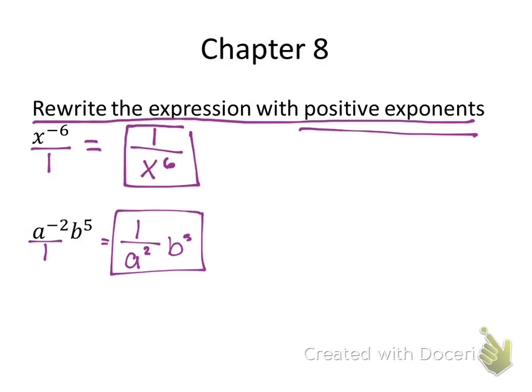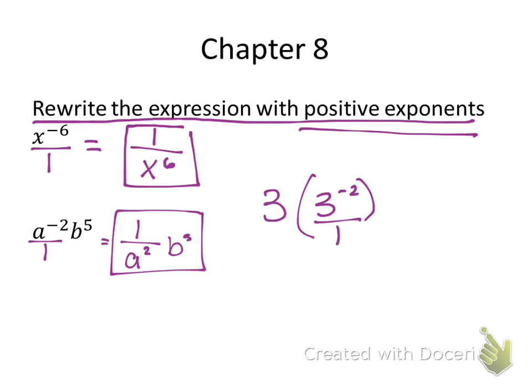Now, there's one other type of problem that I want to write down, because there is one like it on your review sheet. Let's say you have 3 times 3 to the negative 2. What has a negative exponent that needs to be fixed? The 3 to the negative 2. This 3 is just fine.